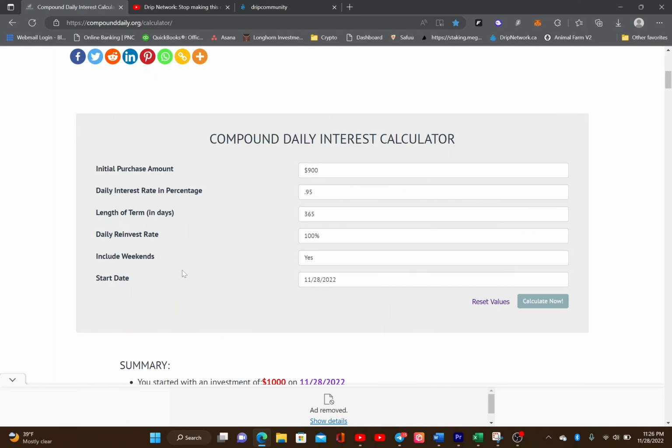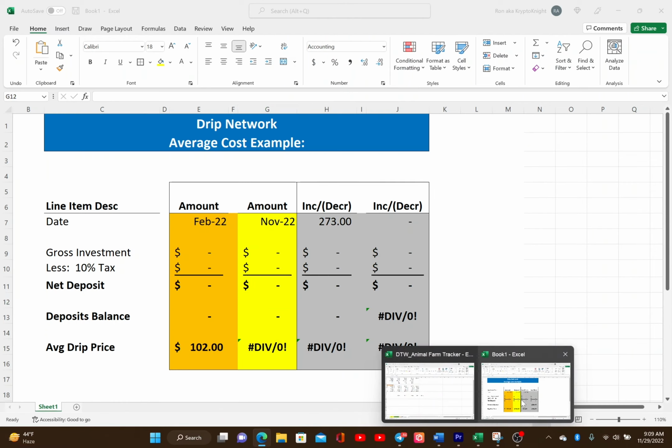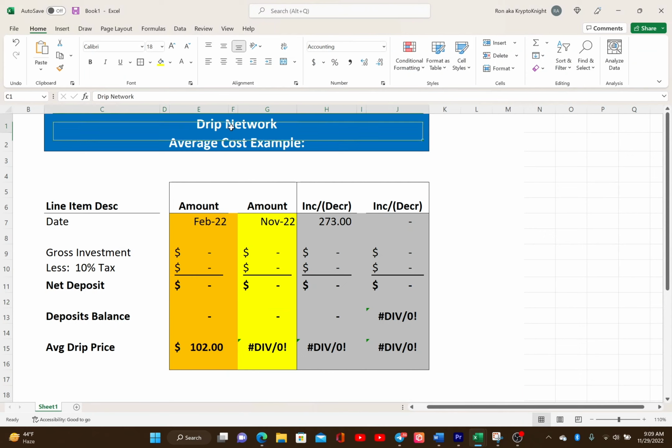All right, so my second point: what are the implications on Drip? We're going to go through a real life example from someone on my team, and we'll show you what their average cost was when they first bought Drip and where they're at now. So let's check that out. Let's head over to a spreadsheet. All right, so a Drip network average cost example. Let's go through their real life example.